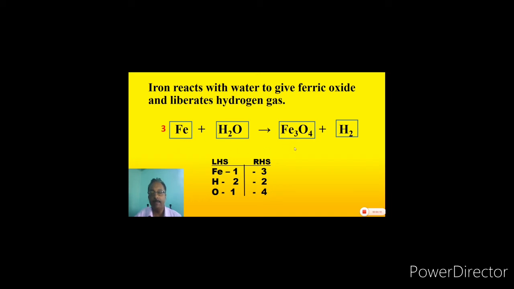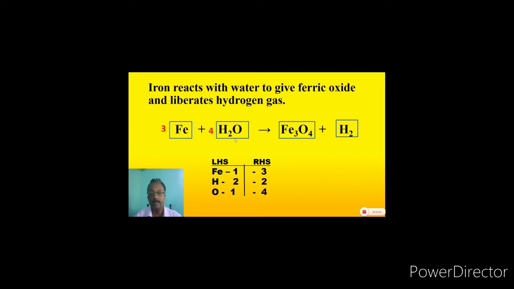Now let us check the next element, oxygen. On the right hand side there are 4 atoms of oxygen, whereas on the left hand side there is 1 atom of oxygen. So what should I do here in order to make it 4? How much number should I write here? That is 4. So on the left hand side, just outside the box of H2O, I have written 4. So now oxygen has become 4 on the left hand side and the right hand side is 4.